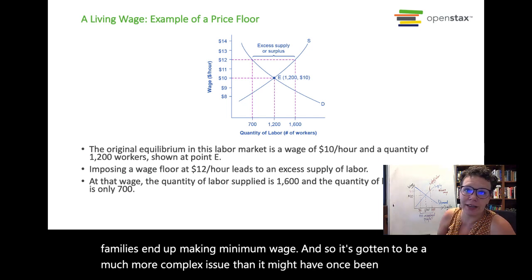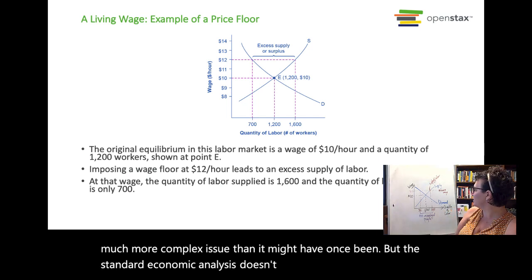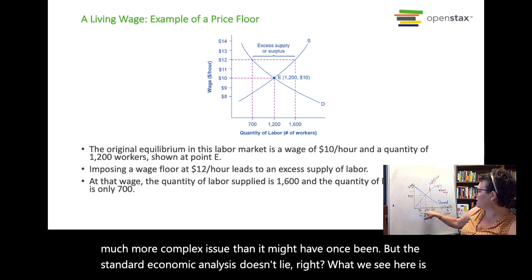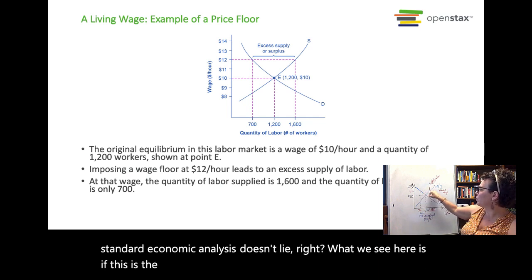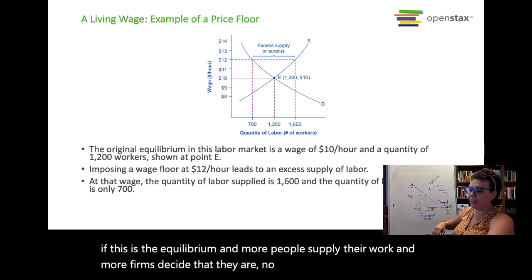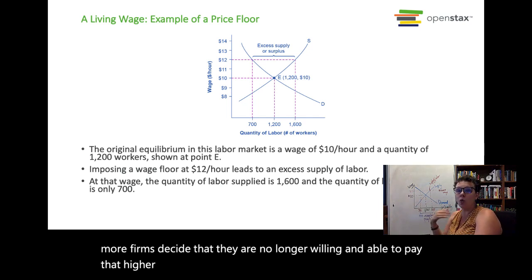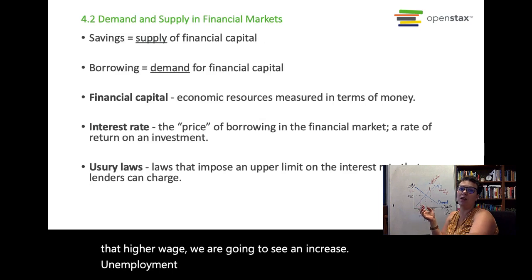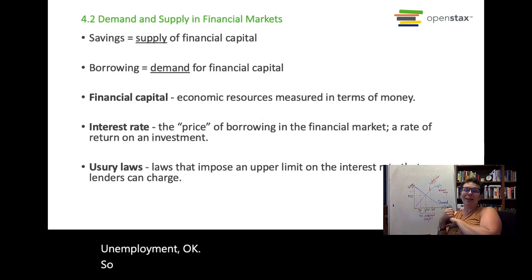But the standard economic analysis doesn't lie, right? What we see here is if this is the equilibrium and more people supply their work and more firms decide that they are no longer willing and able to pay that higher wage, we are going to see an increase in unemployment. Okay? So now we can move on to financial markets.